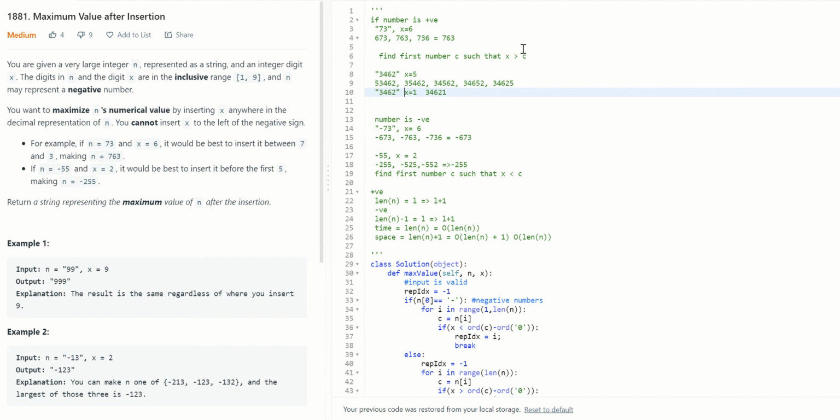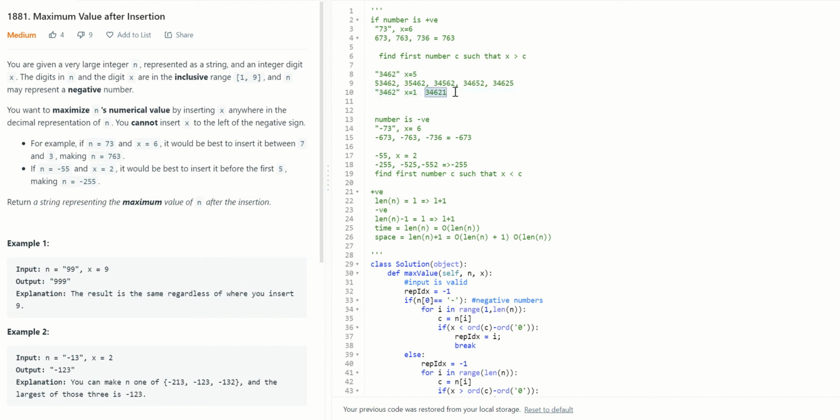So find c such that x is greater than c. So 1. Is 1 greater than 3? No. Is 1 greater than 4? No. And is 1 greater than 6? No. Is 1 greater than 2? No. So we have exhausted all the numbers, right? So in that case, where are you going to append x? Obviously at the end of the entire number. So that's what we are appending.